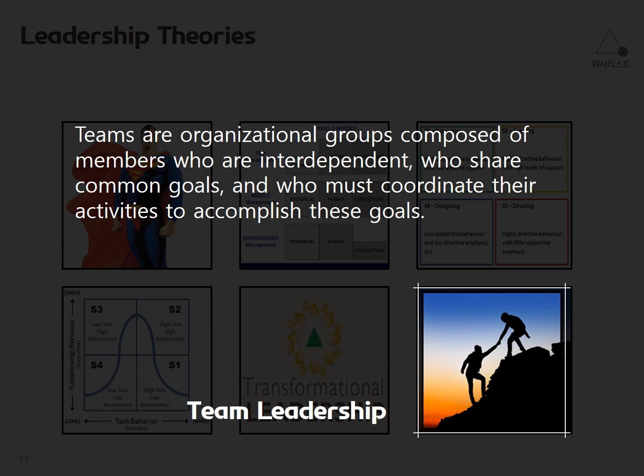And then there are many different theories, like servant leadership theory, which is a kind of blend between transformational leadership and transactional leadership. Lastly, team leadership. Teams are organizational groups composed of members who are interdependent, who share common goals, and who must coordinate their activities to accomplish these goals.